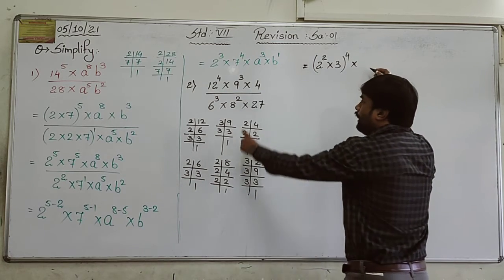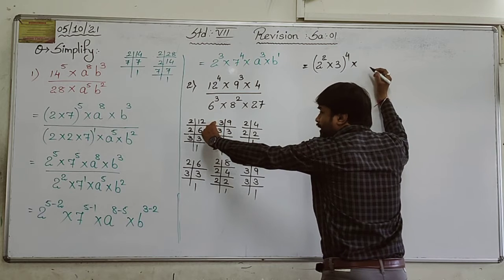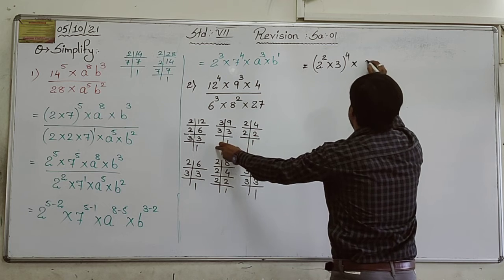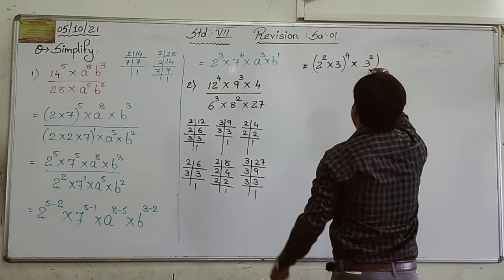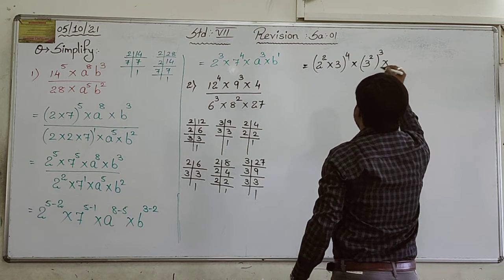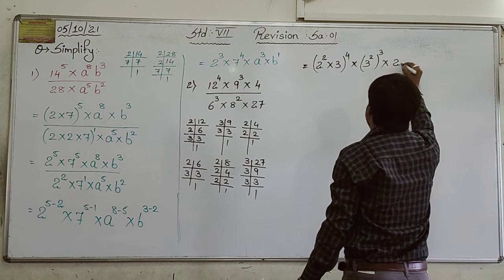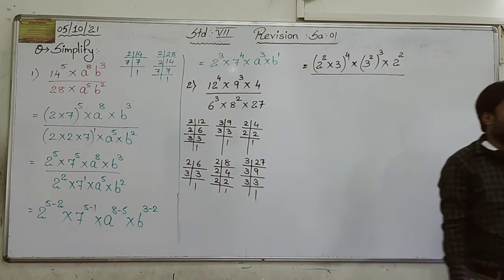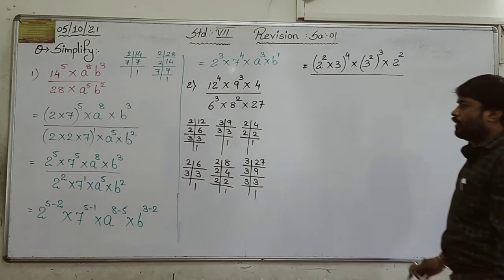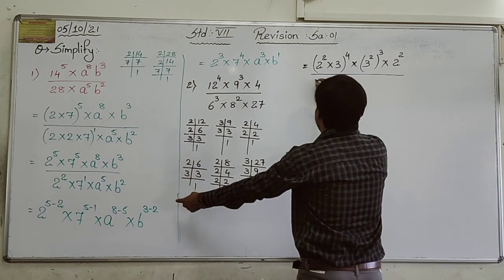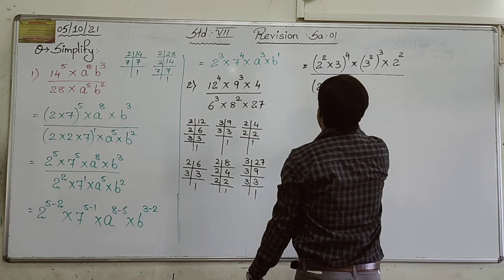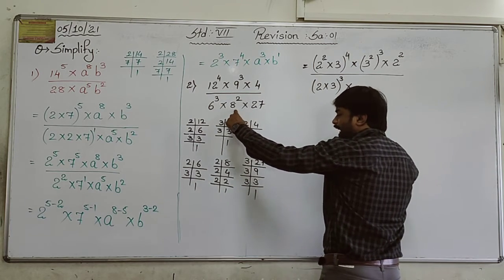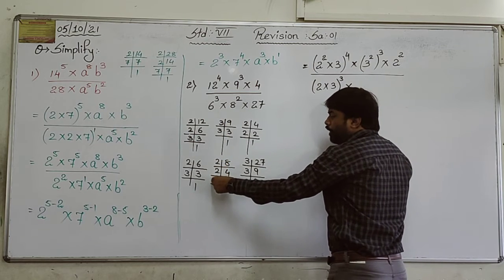Multiplied by. Now this 9 can be written as 3 multiplied by 3. But how many times is 3 repeating? 2 times. So that is 3 square, whole raised to 3, multiplied by 4, which can be written as 2 square, upon. Okay, did you get the idea of what was done in the first step? Second one. Now 6. So 6 can be written as 2 multiplied by 3, raised to 3, multiplied by 8, which can be written as 2 into 2 into 2.